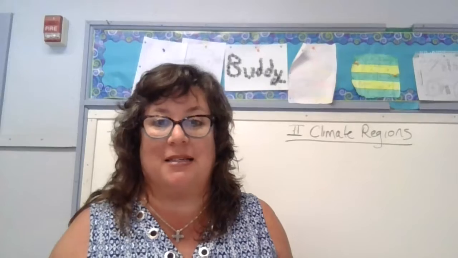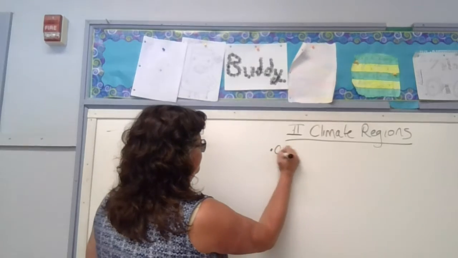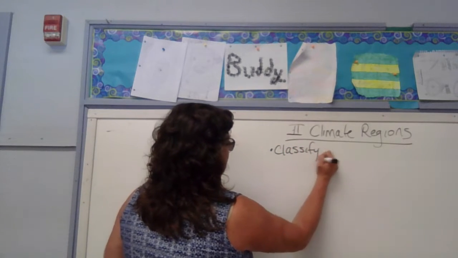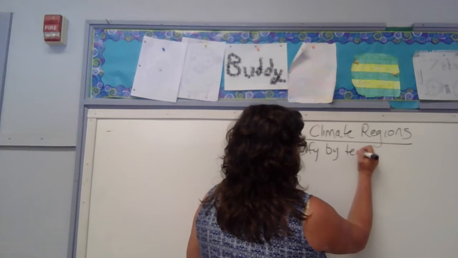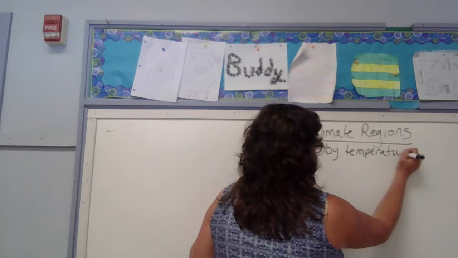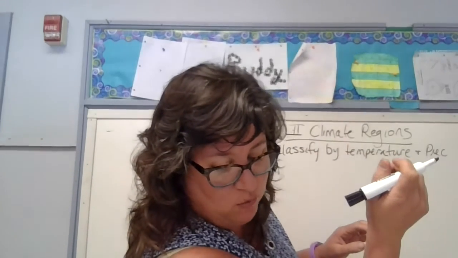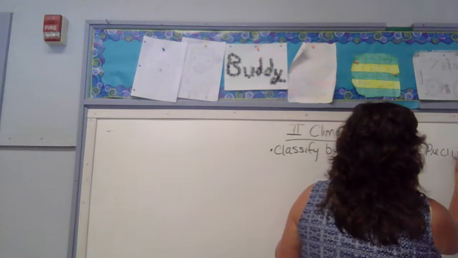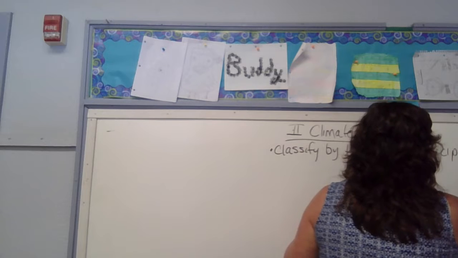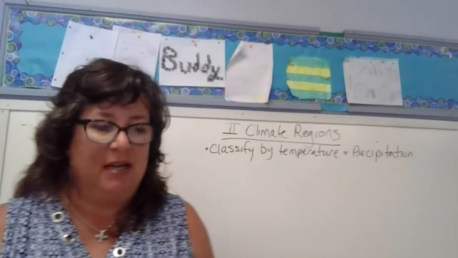All right, so your thing starts off. We're going to talk about climate regions because that is super exciting. All right, and it says basically we classify them by temperature and precipitation. Let me make sure I spell precipitation correctly. Okay. Now, with this, basically, there we go. You can see it better.